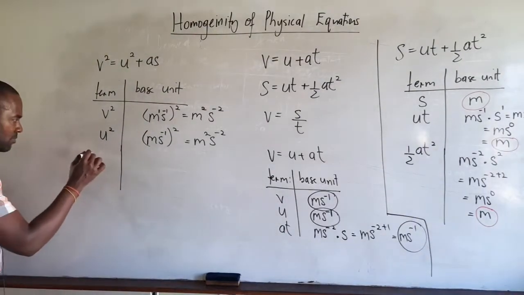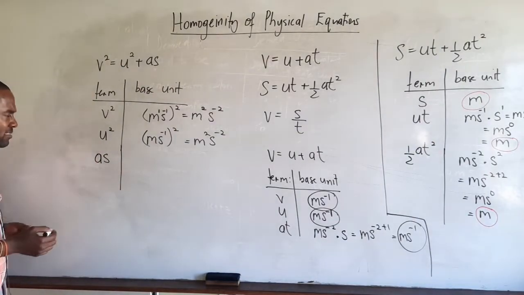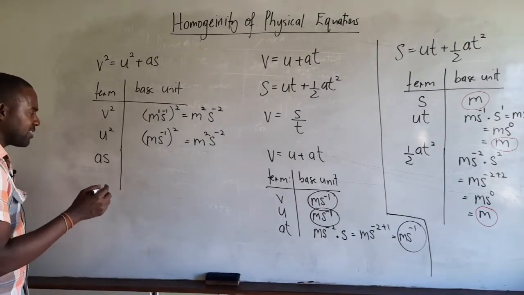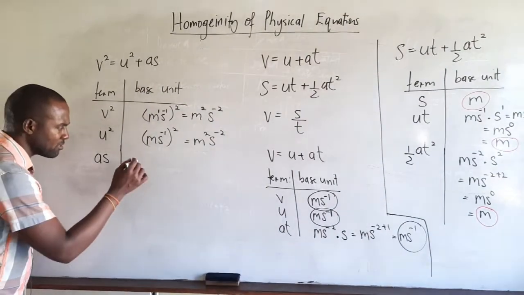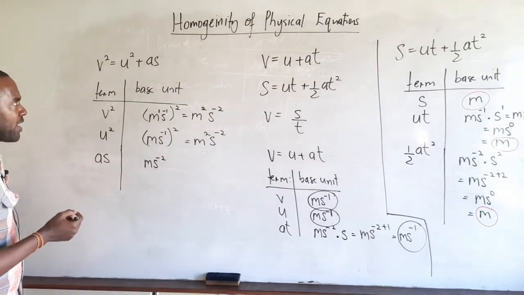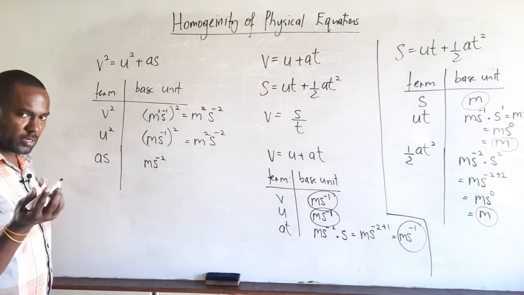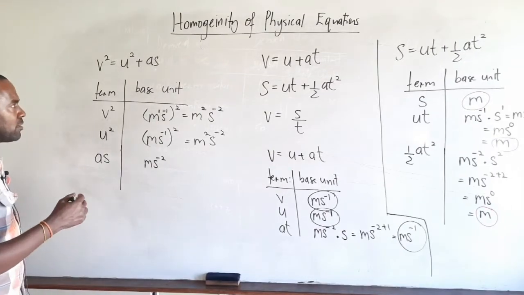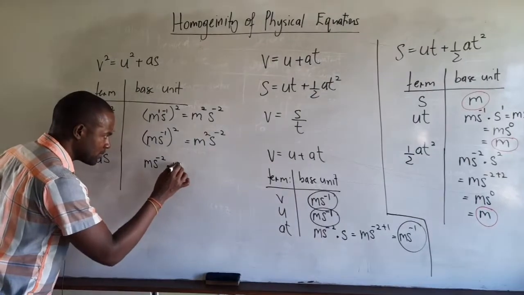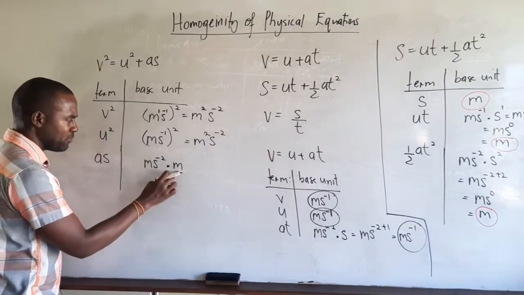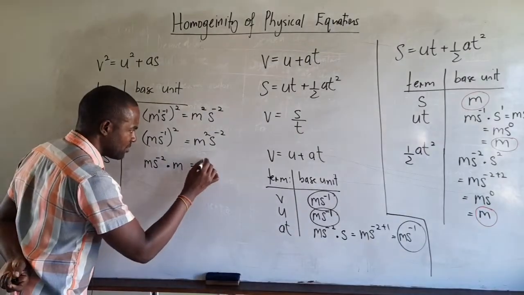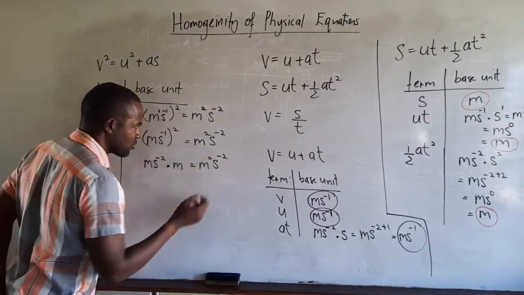So we proceed with the term as. Again, a represents acceleration. The SI unit, or the base unit of which, is a meter per second squared, m s to the power of minus 2. s represents distance or displacement, and the unit of which is a meter. So we're going to multiply by the meter. So here we have meter times meter, which gives us meter squared. And so this gives us meter squared per second squared.